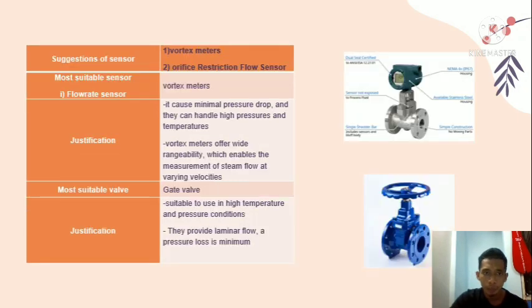The suggested sensors are vortex meter and orifice restriction flow sensor, but we choose the vortex meter as the most suitable sensor because it causes minimal pressure drop and can handle high pressure and temperature. Also, the vortex meter offers wide rangeability, which enables measurement of steam flow at varying velocity. For the most suitable valve, we choose the gate valve because it is suitable for high temperature and pressure conditions. It also provides laminar flow and minimum pressure loss.